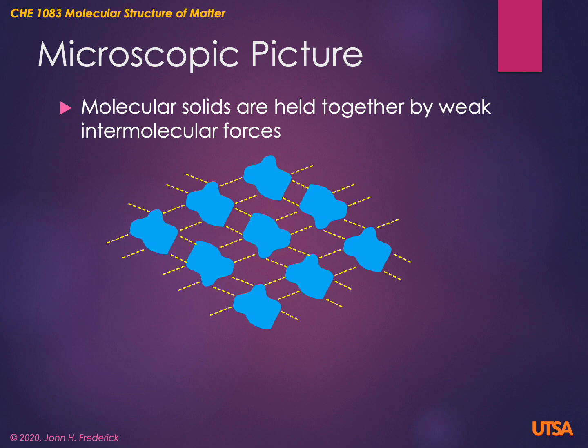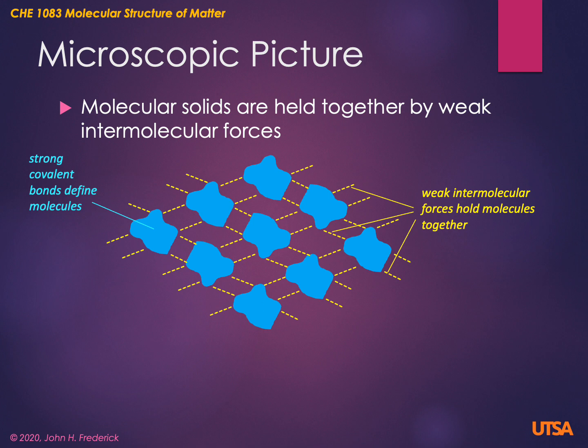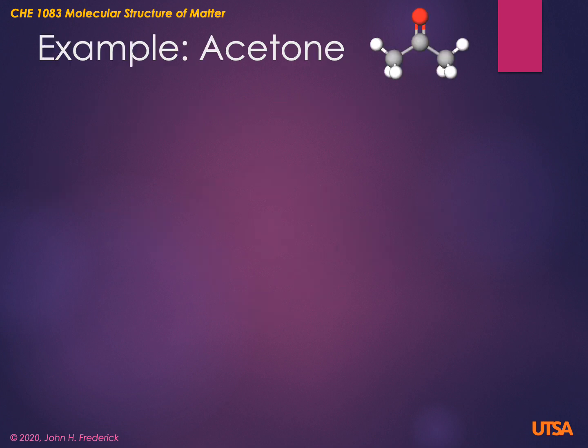But while the parts themselves are held together by strong covalent bonds, they're held together with each other by weak intermolecular forces. And now melting doesn't require us to break the strong covalent bonds as it does in a covalent network solid. It only requires for us to separate these molecules from one another by breaking the weak intermolecular forces that hold them. Let's look at acetone as an example.